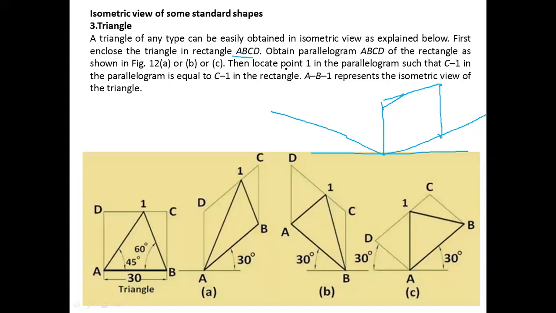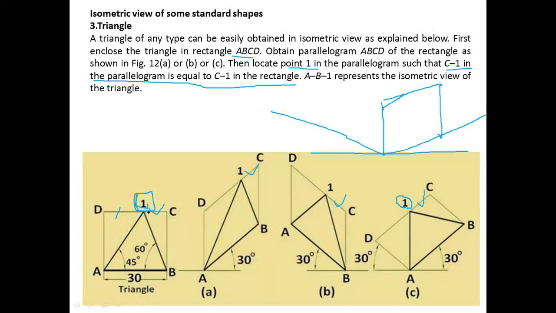Fine. And locate point 1 in the parallelogram such that C1 in the parallelogram is equal to C1 in the rectangle. Understood? How you should draw that? This C1 should be same. Understood? This is how we identify this top point. And it is not like that C1, we could have done with this also. Either way, ultimate thing is that anyhow, we need to identify this point, point number 1.